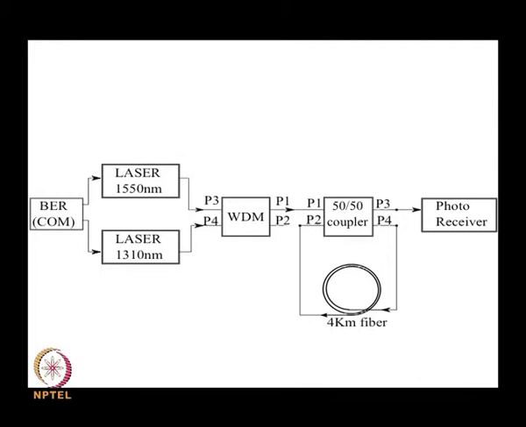So here we have a WDM output which we give to a 50-50 coupler. Half of the power of port 1 goes to port 3 and the other half goes to port 4. Now the power coupled to port 4 goes through a 4 km long fiber and then again comes into the 50-50 coupler. Now again half of the power goes to port 3 and half of the power goes to port 4. So at port 3 we will get pulses.